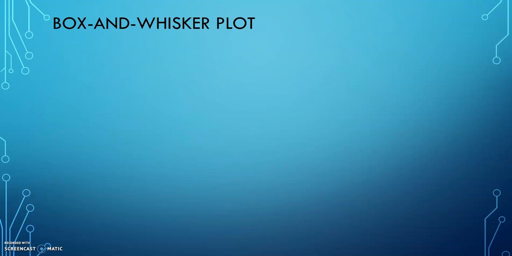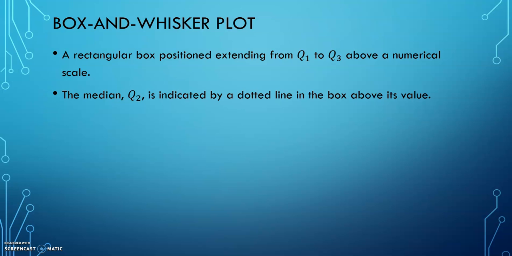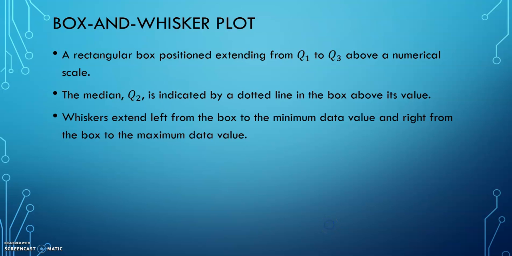Let's talk about box and whisker plots. It's a rectangular box extending from Q1 to Q3 above a numerical scale or number line. The median, Q2, is indicated by a vertical line in the box above its value. Whiskers extend from Q1 to the minimum data value and from Q3 to the maximum data value.